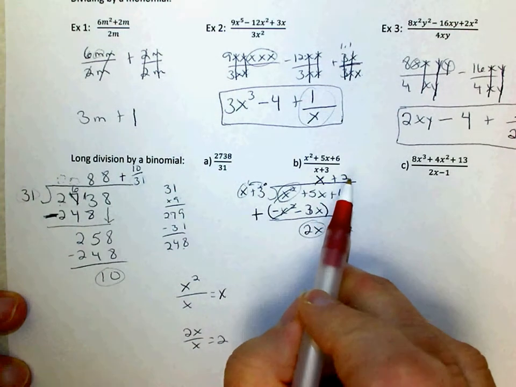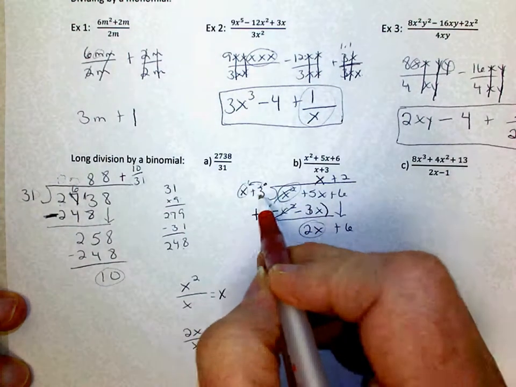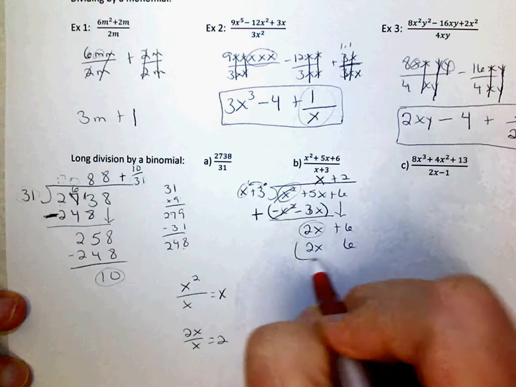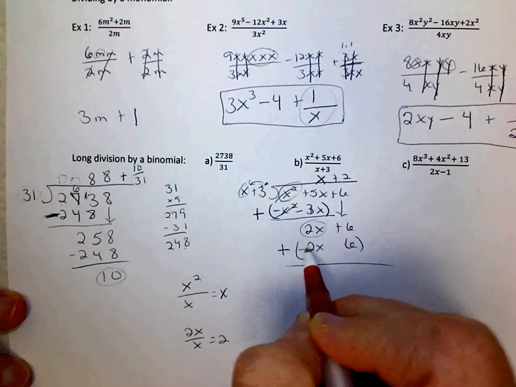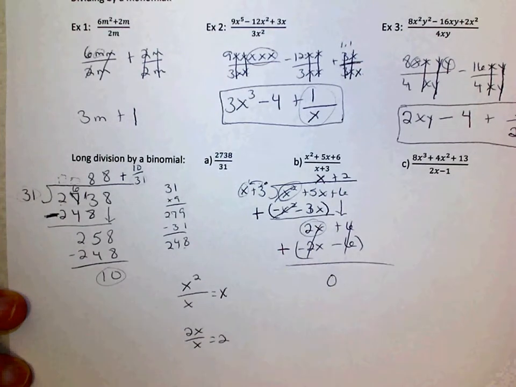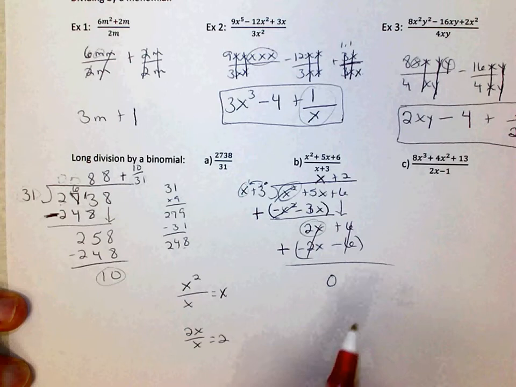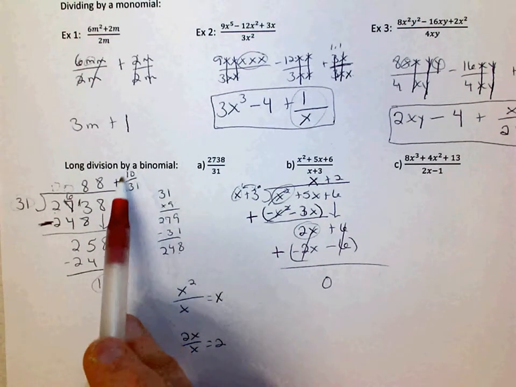2 times x is 2x. 2 times 3 is 6. But remember, we got a minus. So chop, chop, chop. We've got a 0 left. So our remainder is 0. So we don't have to worry about writing any kind of a fraction.